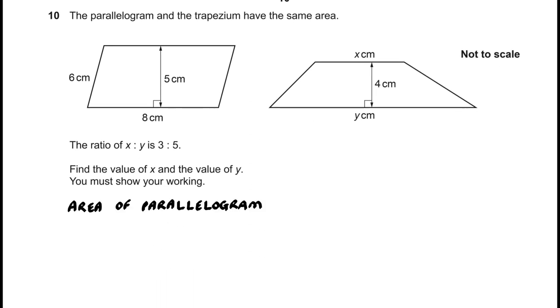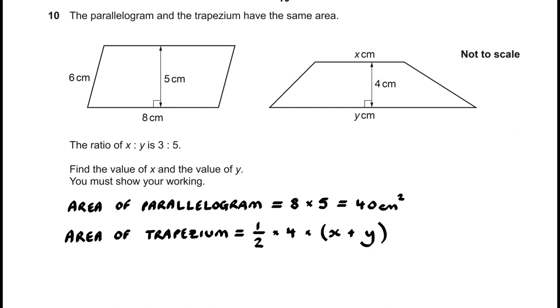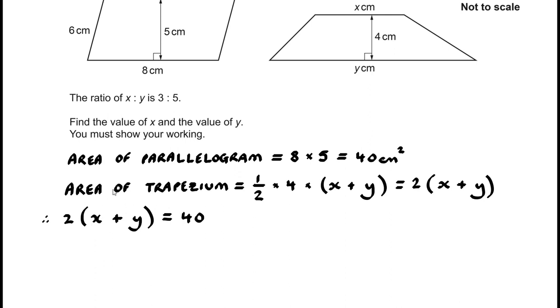First of all, the area of the parallelogram, that's equal to 8 times by 5, which is 40. So we have the area of the parallelogram being 40 centimeters squared. If we work out the area of the trapezium, we have half times by the height, 4 centimeters, times by the sum of the two parallel sides, x plus y. So that simplifies to 2 multiplied by x plus y. So we have 2 multiplied by x plus y equals 40 because the parallelogram and the trapezium have the same area. Now, the problem is we don't know what x is or y is, but we can find that out using the ratio.